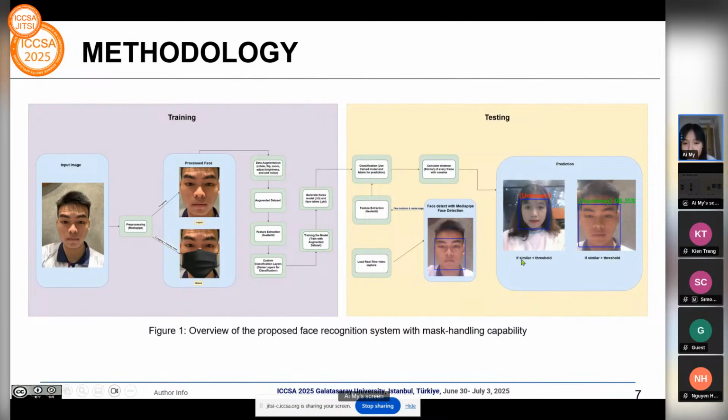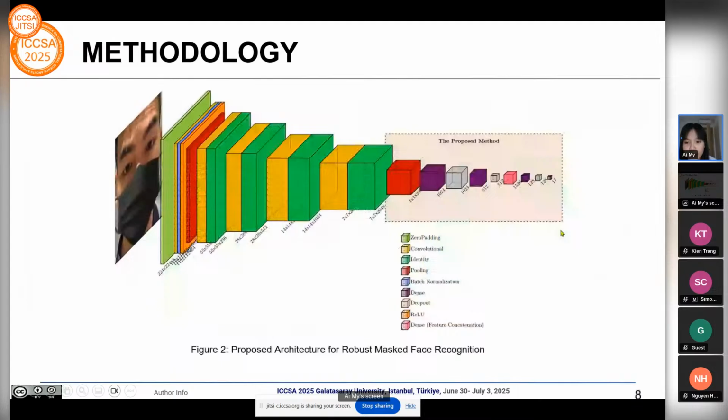For example, in these illustrations, the system correctly recognized one face with over 98% confidence, while another face that doesn't match any known identity is labeled unknown. To better understand our proposed improvement, let's now look at the second diagram, the network architecture of our system.